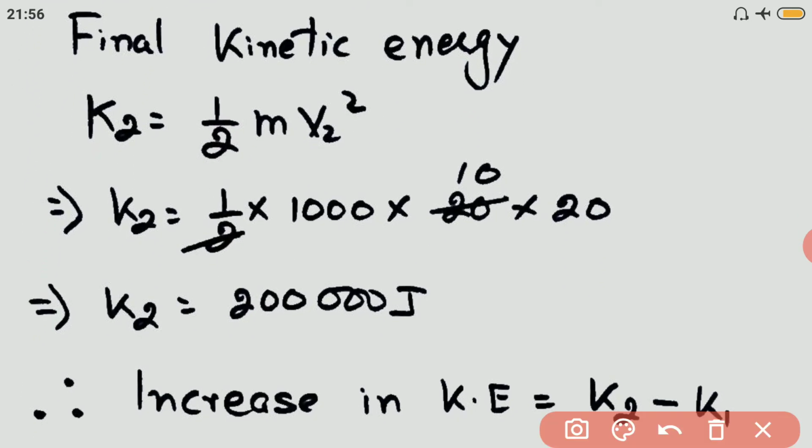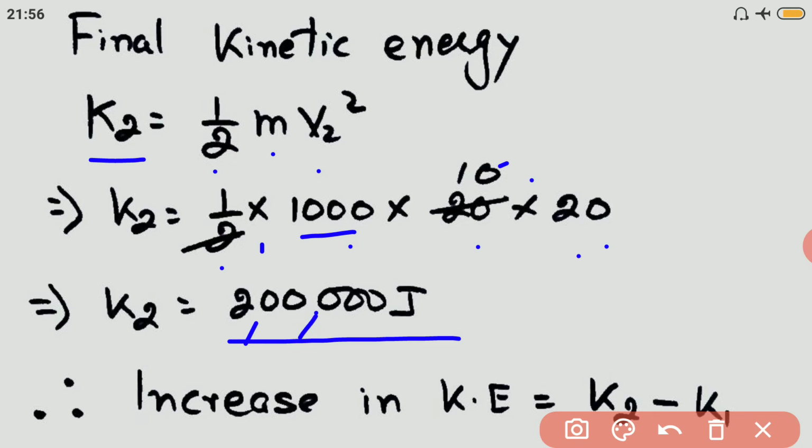Now I am calculating the final kinetic energy, that is K2, the second kinetic energy, which is equal to half m V2 square. Replacing the values of m and V2, that is half multiplied by 1000 multiplied by 20 into 20. So 2 1 times is 2, 2 10 times is 20. If I multiply these three numbers, I shall get 2 lakh joule, right?